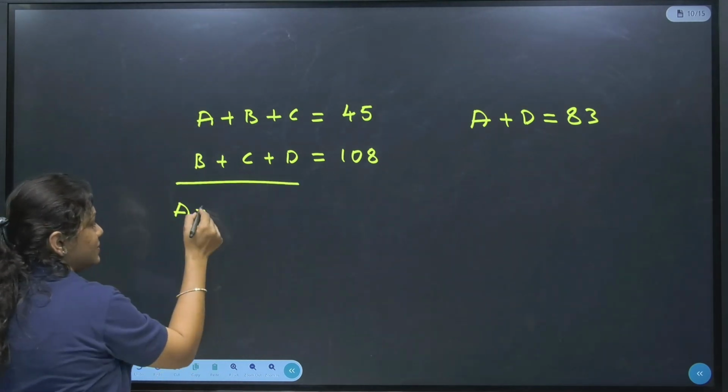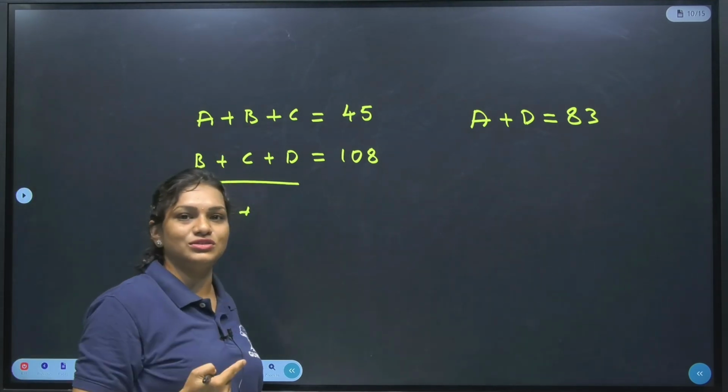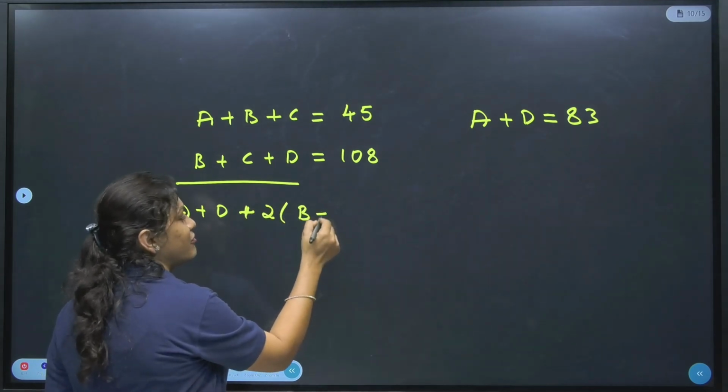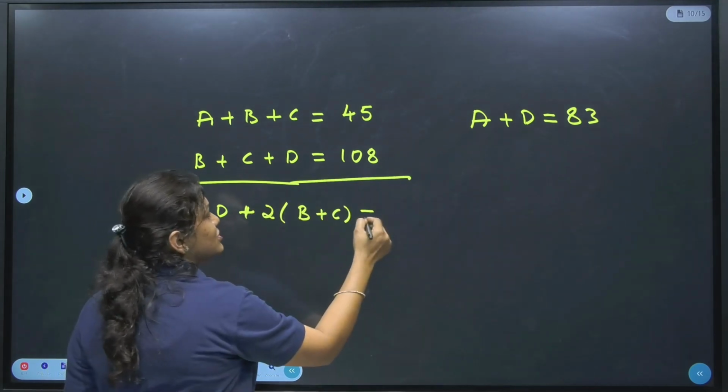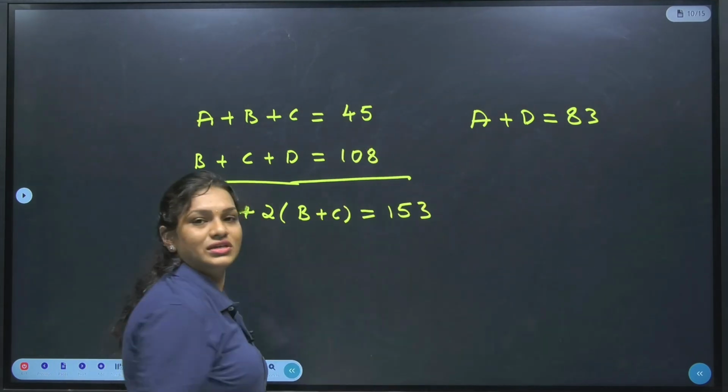A plus D, and B plus B is 2B. C plus C is 2C. In the sense, can I take 2 as common overall? So it is 2 of B plus C, which equals 108 plus 45, which is equal to how much? It is 153. Is it clear?